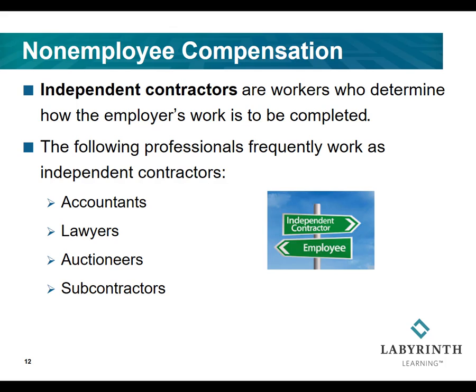The general rule is that an individual is an independent contractor if the payer has the right to control or direct the result of the work and not what will be done and how it will be done. The earnings of a person who is working as an independent contractor are subject to self-employment tax. Examples of some independent contractors are auctioneers, subcontractors, lawyers, accountants.